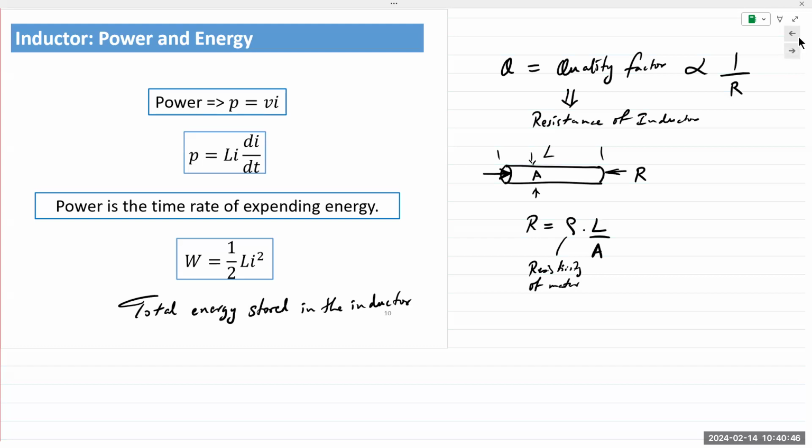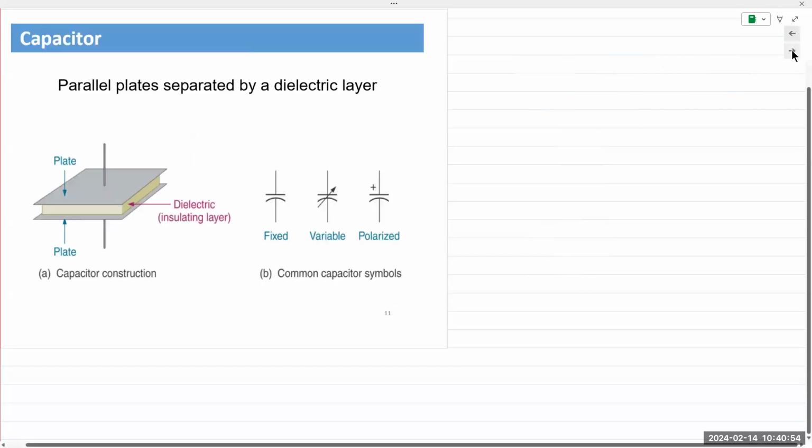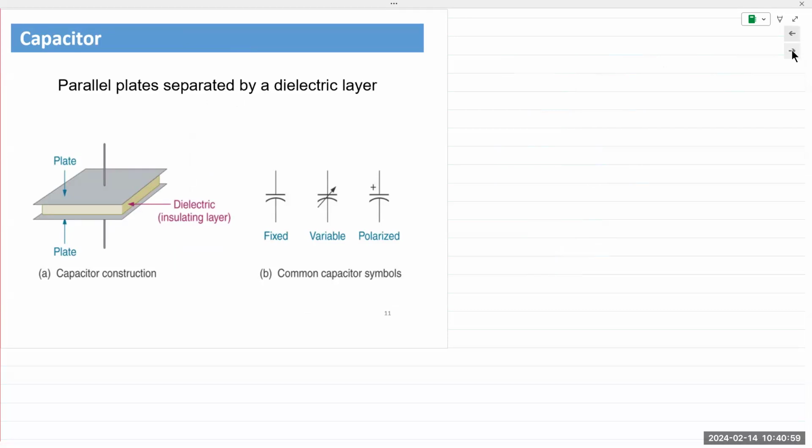All right. Any questions before we move on to a capacitor? So capacitor, we'll start with the physical construction. It's nothing but two conducting parallel plates separated by an insulating material. So a conductor and an insulator. The dielectric is the insulator here.